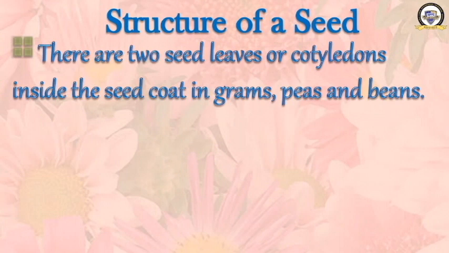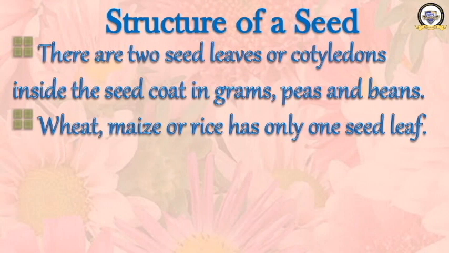There are two seed leaves, or cotyledons, inside the seed coat in gram, peas and beans. In the previous diagram you might have seen it. Wheat, maize or rice has only one seed leaf. Between the seed leaves, or inside the seed leaf, there is a baby plant.